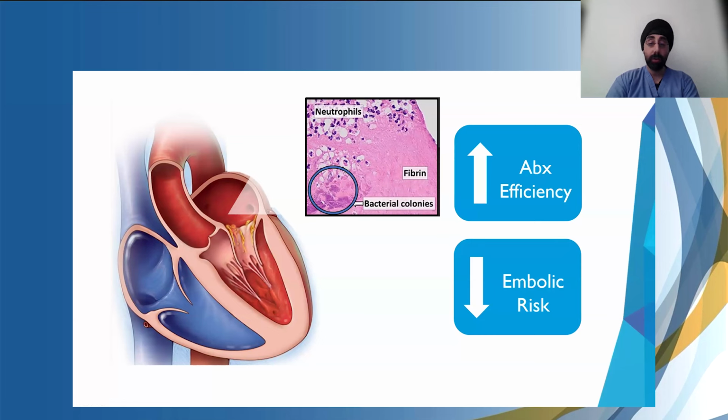emboli from the left side going to parts of the arterial circulation or the brain, or from the right side going into the lungs. Lung abscesses, brain abscesses, spinal cord abscesses are, as we all know, really difficult problems to treat effectively.